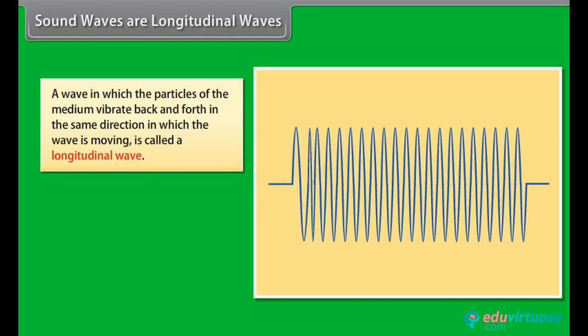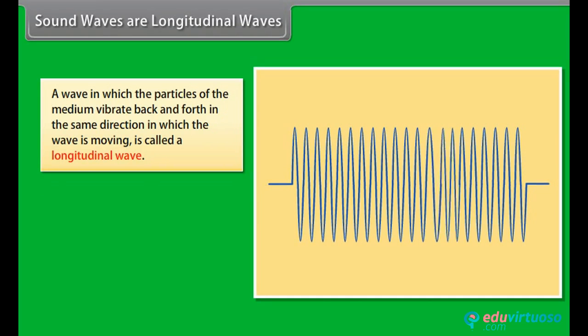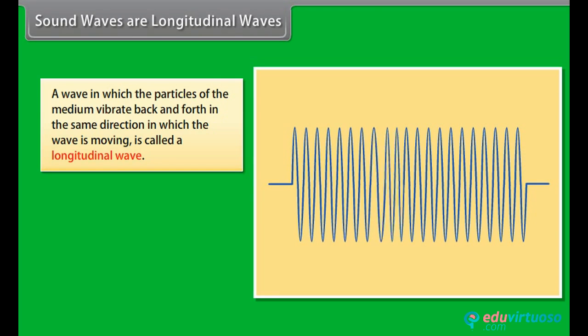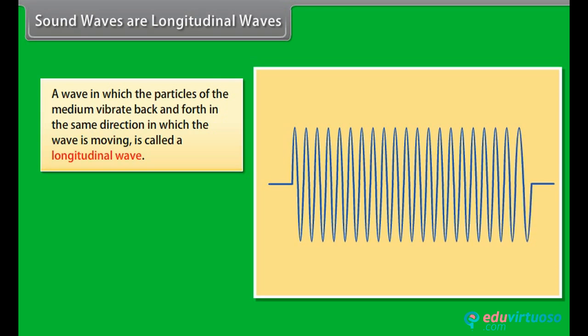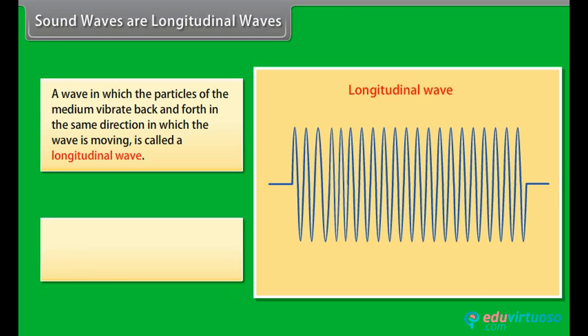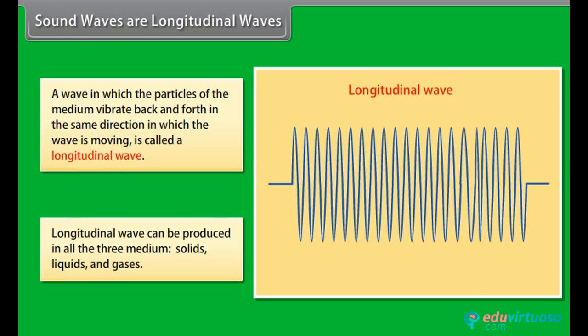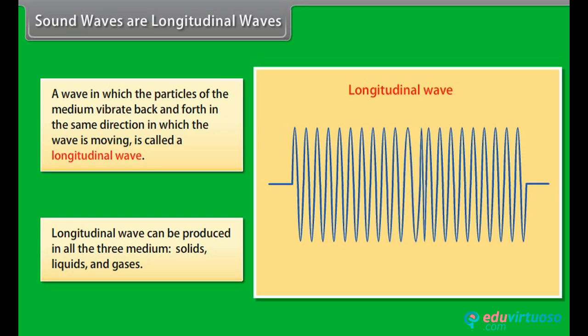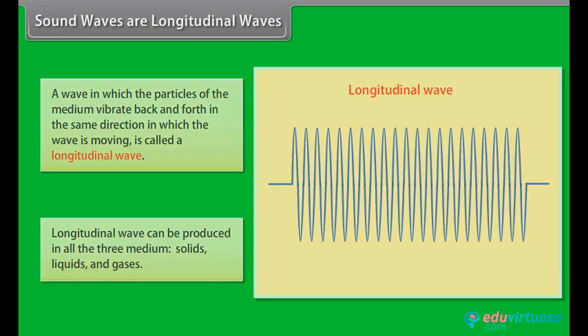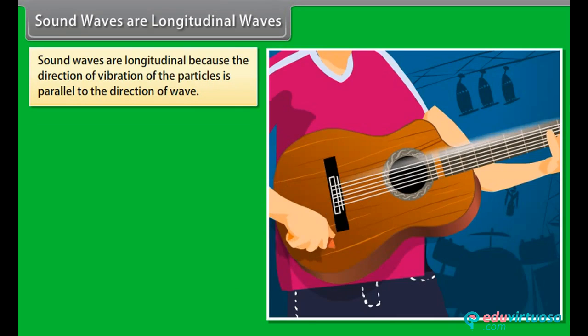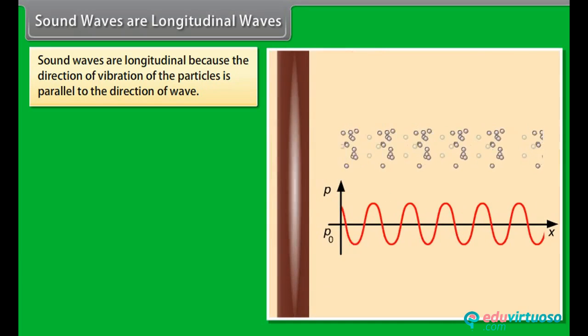A wave in which the particles of the medium vibrate back and forth in the same direction in which the wave is moving is called a longitudinal wave. Longitudinal waves can be produced in all three mediums: solids, liquids, and gases. Sound waves are longitudinal because the direction of vibration of the particles is parallel to the direction of the wave.